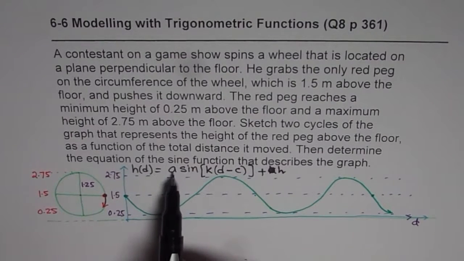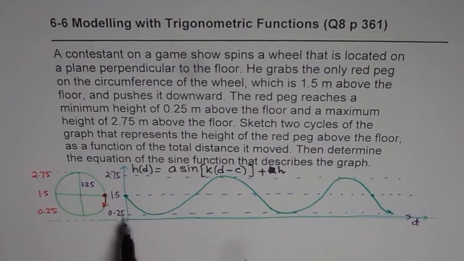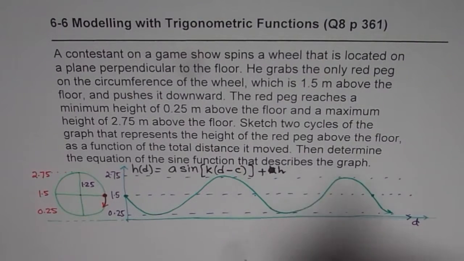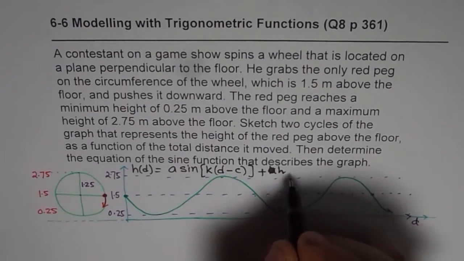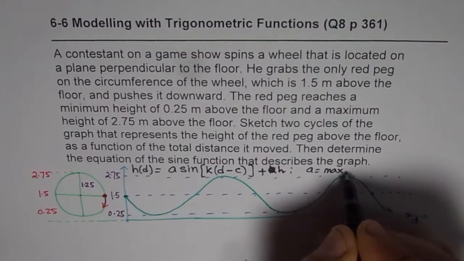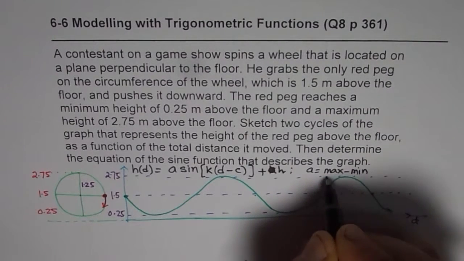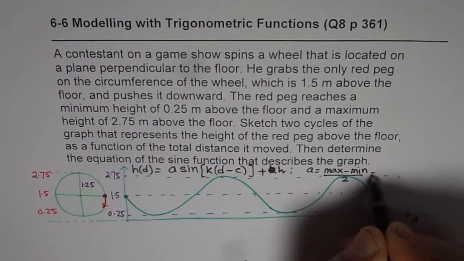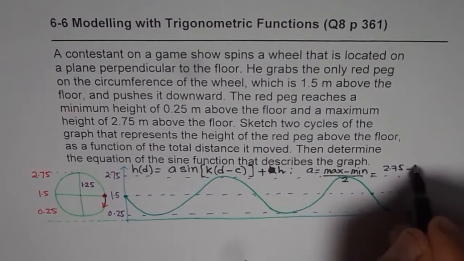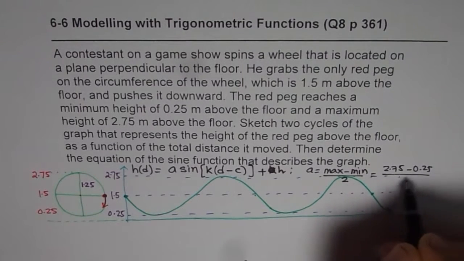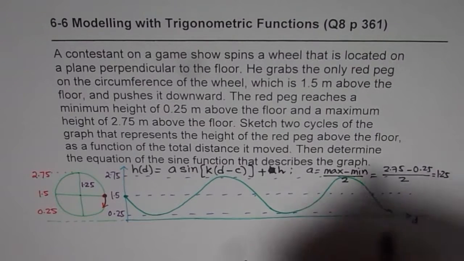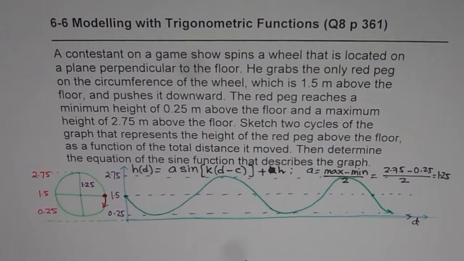In this, a is what? Maximum minus minimum divided by 2 is the a value, which we just found, right? So we'll write a equals maximum minus minimum divided by 2. For us, we calculated 2.75 minus 0.25 divided by 2, and this equals 1.25. So a is 1.25 for us.